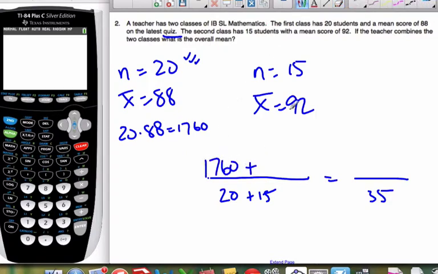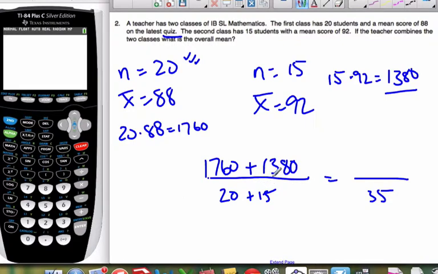Plus, if I consider the second class here, each person on average got 92. So if I go 15 times 92, that's 1,380. This is the total points allotted from the second class. And so if I add these together, this is the total number of points in both classes.